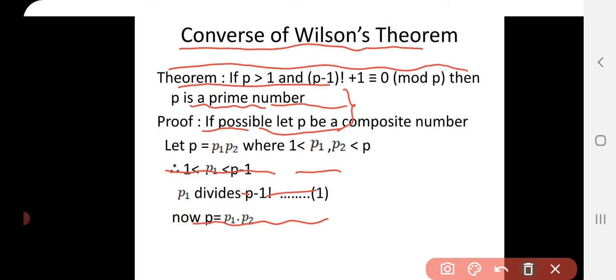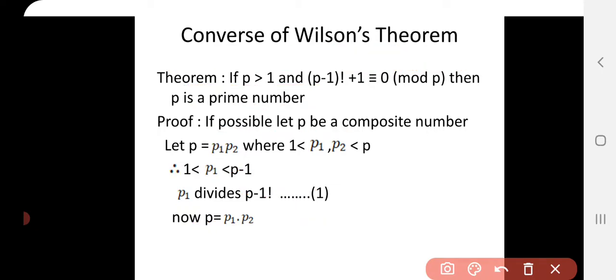Now let us see the converse of Wilson's theorem. The statement of the converse of Wilson's theorem is: if p is greater than 1 and (p minus 1) factorial plus 1 is congruent to 0 mod p, then p is a prime number.